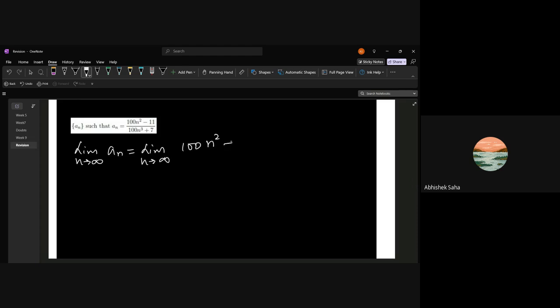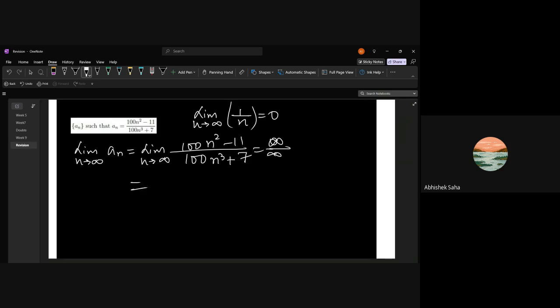100 n square minus 11 upon 100 n cube plus 7. So it is coming out to be infinity by infinity, right? So you can use L'Hopital rule. Otherwise, there is one more way to solve this. Remember this, limit n tends to infinity 1 by n is 0. Okay, remember this.